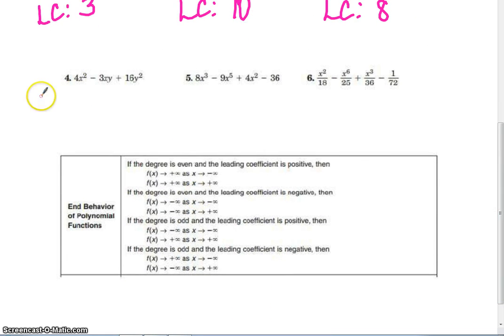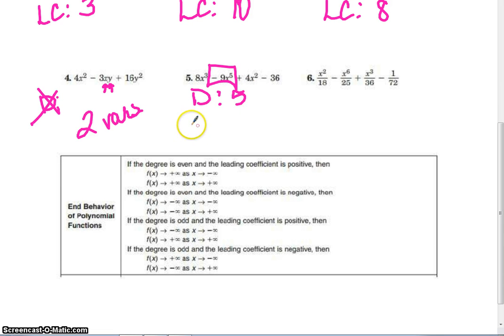Number 4, your degree, and you start looking and you notice, oh look, it has 2 variables. So there is no degree or leading coefficient because there are 2 variables. Number 5, your degree, you're going to be looking at this one, is 5, and your leading coefficient is -9.